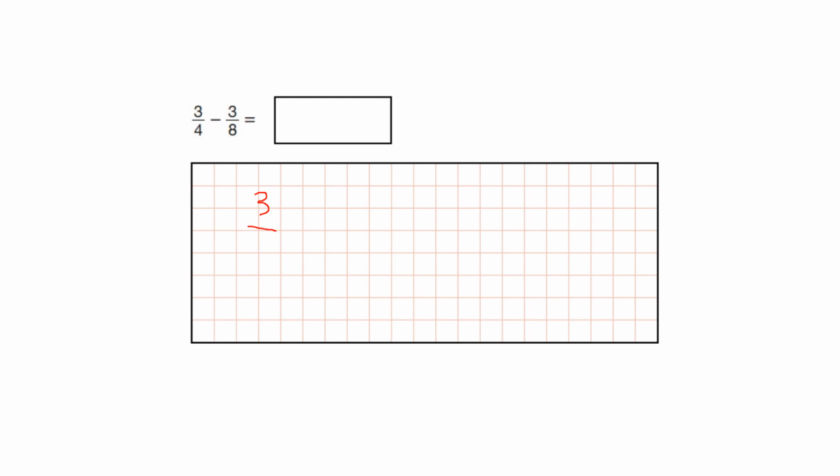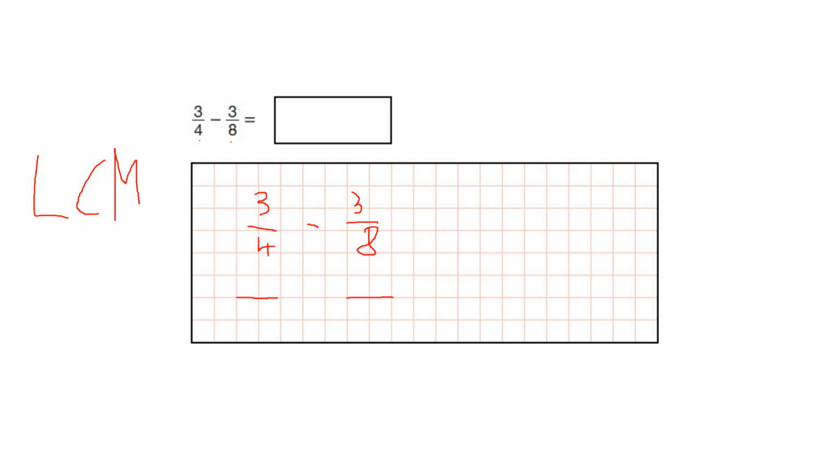So we've got 3 quarters, take away 3 eighths. Now this time, your denominators aren't the same. You've got 4 and 8. So your next job is to try and find a common multiple of 4 and 8, the lowest common multiple. So you want to find the lowest common multiple of 4 and 8, so you are able to find the same denominators. So you're making equivalent fractions.